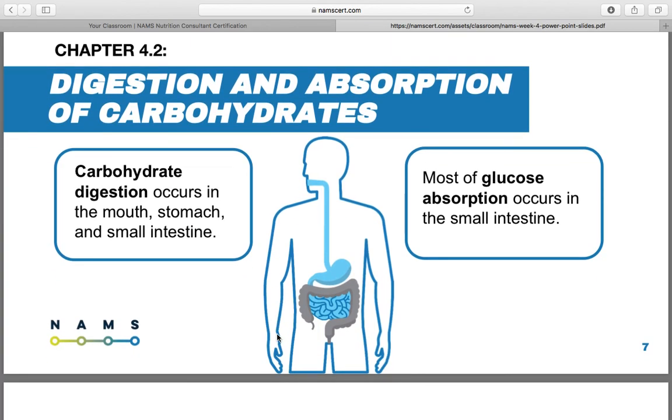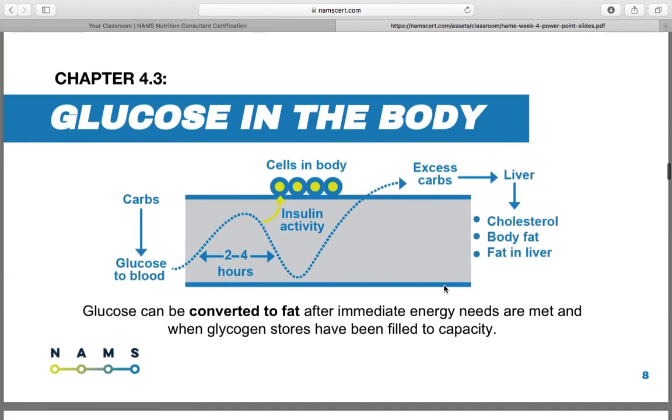Digestion and absorption of carbohydrates. Carbohydrate digestion occurs in the mouth, stomach, and small intestine. Most of glucose absorption occurs in the small intestine. So you definitely want to put these two down in your notes, guys. This, okay, as well as this. Very important for you guys to put that down.